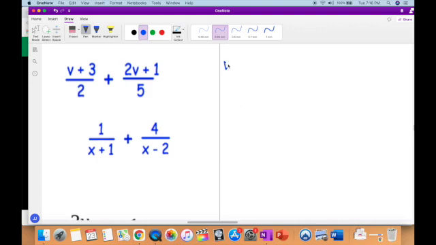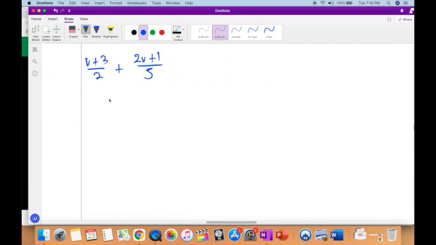So v plus 3 over 2 plus 2v plus 1 over 5. Right? We multiply your denominators. 5 times 2 is 10. Right? 2 into 2 is 5. So 5 multiplied by this is 5 into v plus 3. Of course, I already told you the cross multiplication method. 5 multiplied by v plus 3, and then 2 multiplied by 2v plus 1.